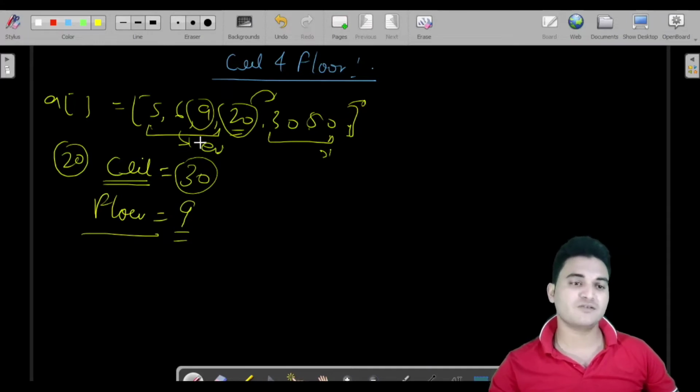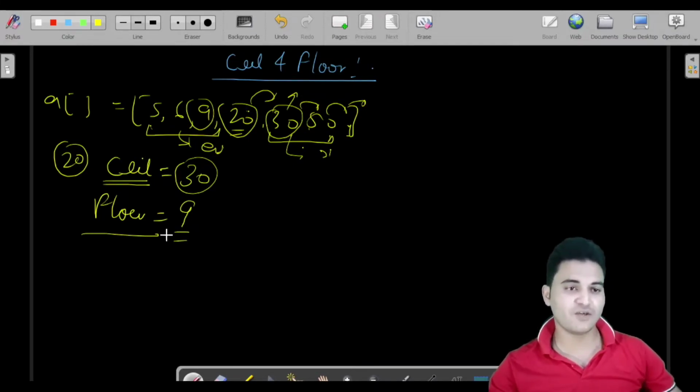And why minimum? Because the array is already sorted, so the element right after this would be lesser than the next one, and so on. Obviously this element is going to be less than all the numbers from 20 to the end of the array. That is why I said for ceil that the greater element right after 20 has to be the ceil. Same goes for floor also. Fine. So this is the logic for what is ceil and what is floor.